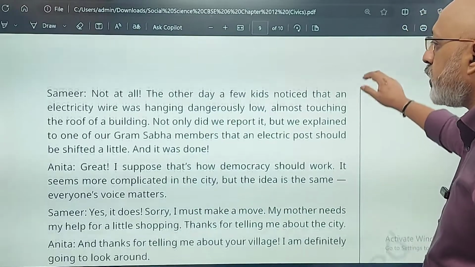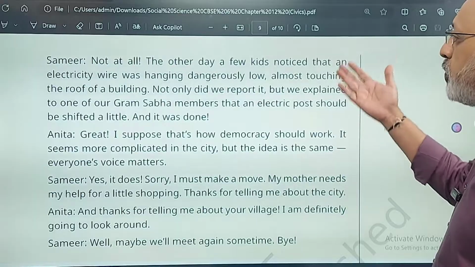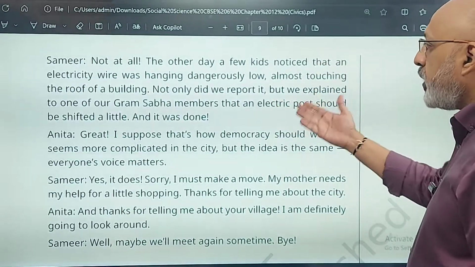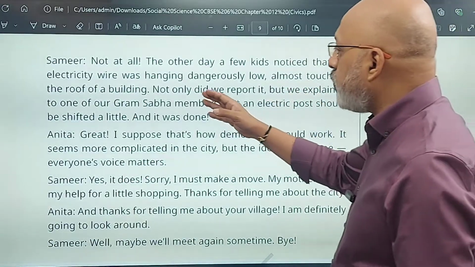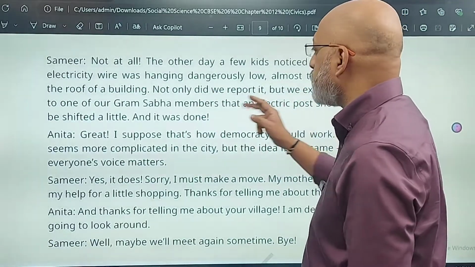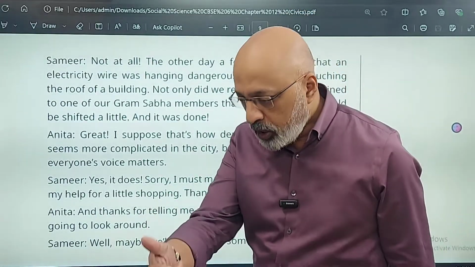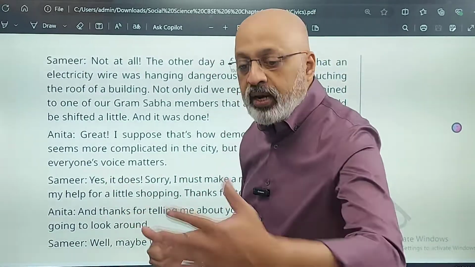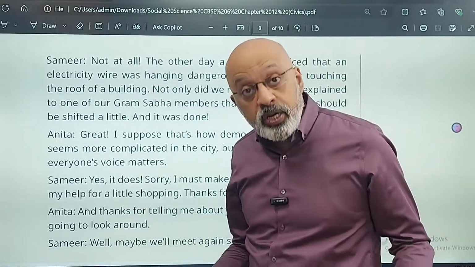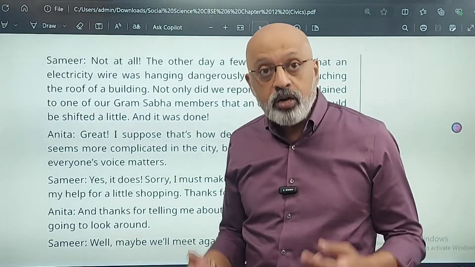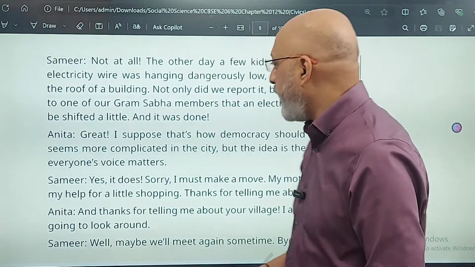So Samir says, not at all. The other day, a few kids noticed that an electricity wire was hanging dangerously low, almost touching the roof of a building. Not only did we report it to the electricity office, but we also explained to one of our Gram Sabha members that an electric post should be shifted a little, and it was done. We said that the electricity pole should be moved a little away from that house, so that that kind of danger is not there, and they actually listened to us and did that, right? So it means that our voice also gets heard in a Gram Panchayat.